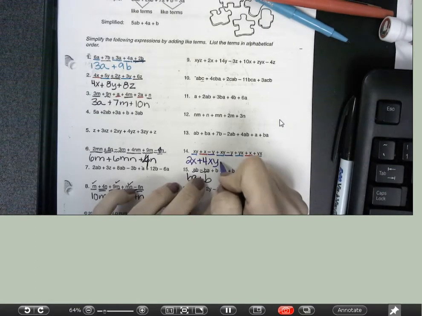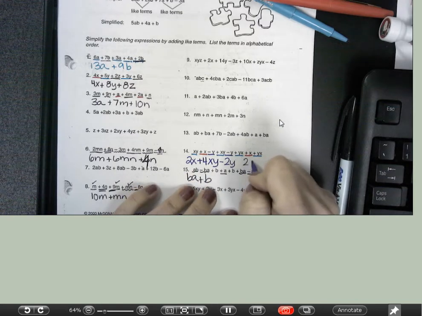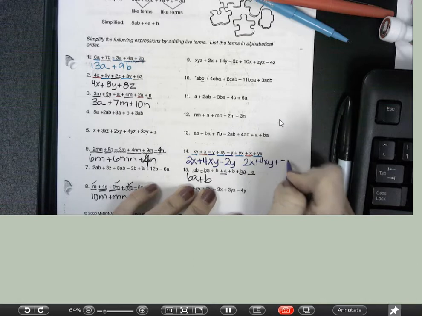So it's kind of like negative 1 plus negative 1. So that is minus 2Y. The other way that I could have written it is 2X plus 4XY plus negative 2Y. I know some of you guys like to write it like that.